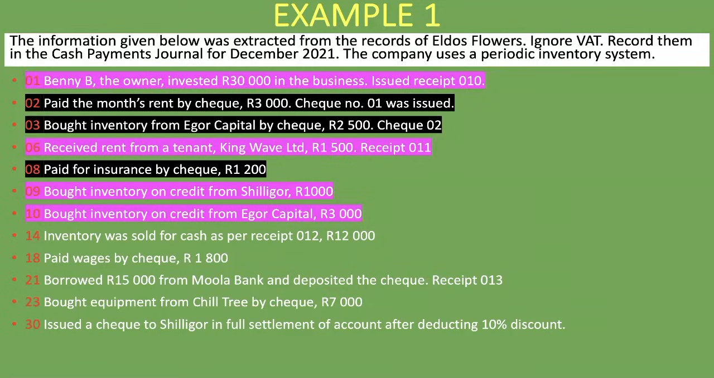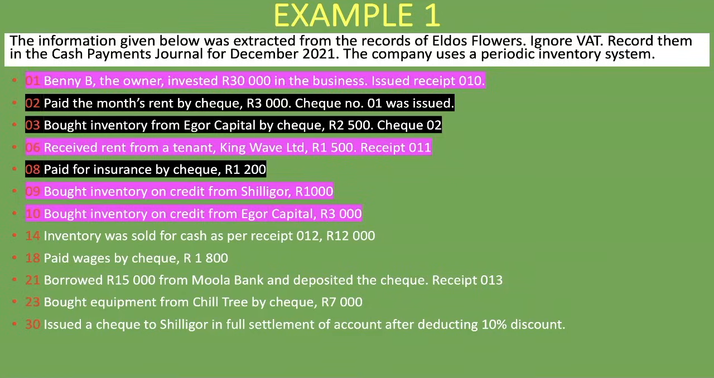And what do we mean by buying on credit? Well, it means that you took the inventory, but you have not paid it yet. You're going to pay at a later date. That's what that means. And then on the 14th, inventory was sold for cash as per receipt 012, 12,000 rand.